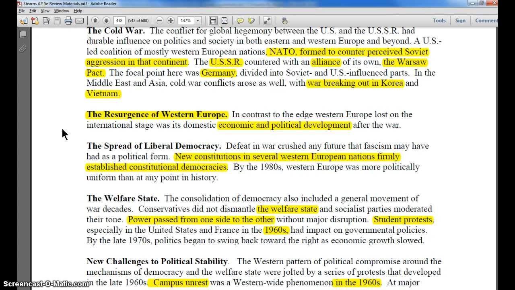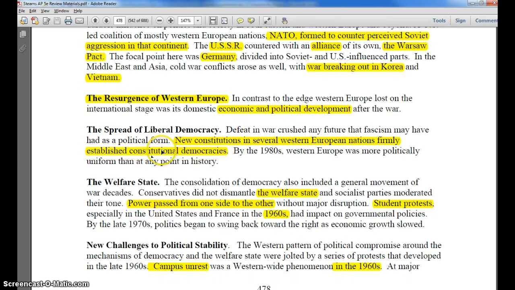So the losing countries have to make up whole new constitutions, and that really eliminates, or helps prevent, any chance of having a future fascist dictatorship like what Hitler did and what Mussolini did in Italy, which we'll see later on. But you see what I highlighted there: new constitutions, firmly established constitutional democracies.